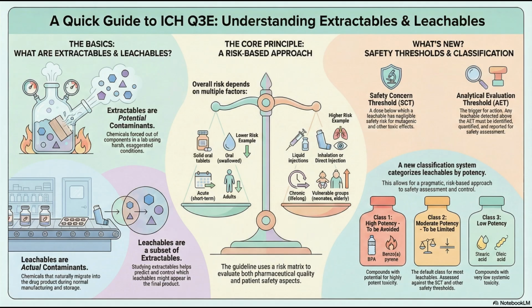First, you have Class 1 leachables. The known bad actors, exactly. The compounds you must avoid. They have highly potent toxicity, either mutagenic or non-mutagenic. A classic example would be benzo[a]pyrene, which can come from carbon black, or maybe bisphenol A, BPA, from certain plastics.